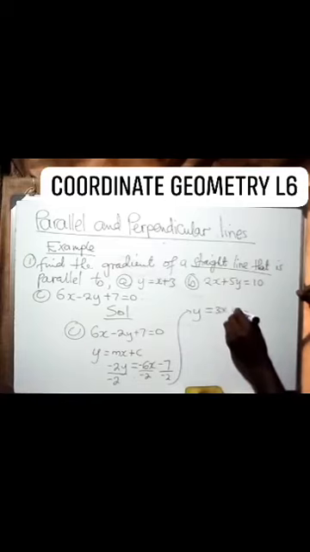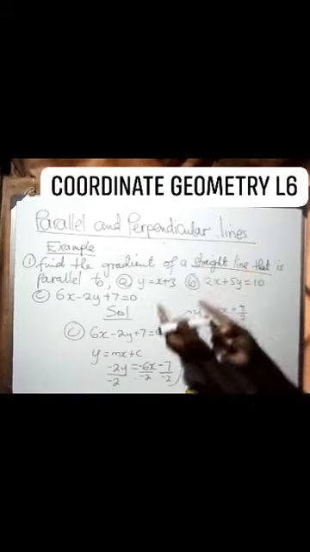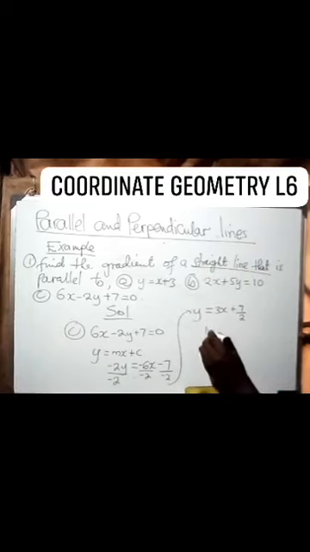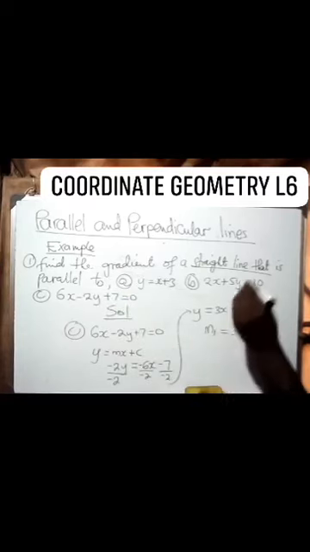Then we have plus 7 over 2, because negative divided by negative, the answer is positive. What is the gradient of C? The gradient of C, which is line 1, I'll call it line 1, is equal to 3.